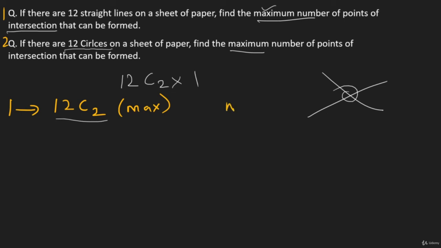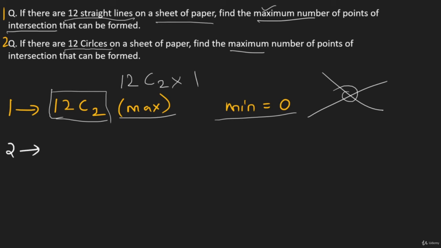And what would be the minimum? The minimum would be 0. If all the 12 lines are parallel, they will not intersect, and the minimum number of intersections that can be formed is 0. So the answer to this question is 12c2, which is the maximum number of intersections that we can obtain from 12 straight lines on a sheet of paper. Alright, let's move to the second question.